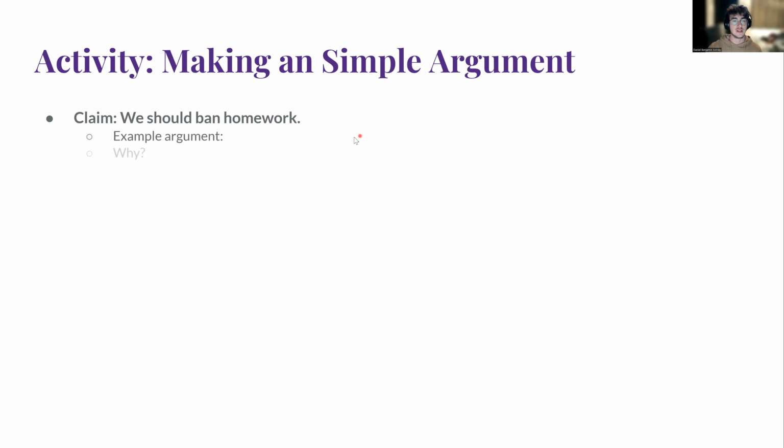In this instance, we have the claim we should ban homework. Try to make an example argument, a simple argument using one, the truth aspect. So ask yourself, why is this claim true? And two, the importance aspect. Explain why your claim is important. I'll give you 10 seconds.